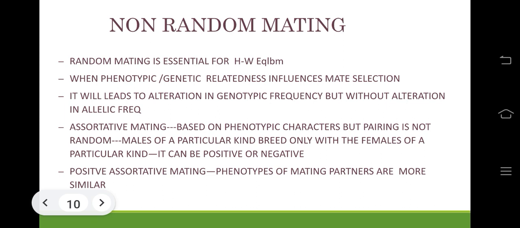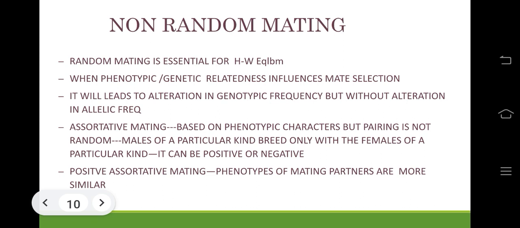Non-random mating. Random mating is essential for Hardy-Weinberg equilibrium. When phenotypic or genetic relatedness influences mate selection, it will lead to alteration in genotypic frequency but without alteration in allelic frequency. Assortative mating is based on phenotypic characteristics, but pairing is not random, and males of a particular kind breed only with females of a particular kind. It can be positive or negative.